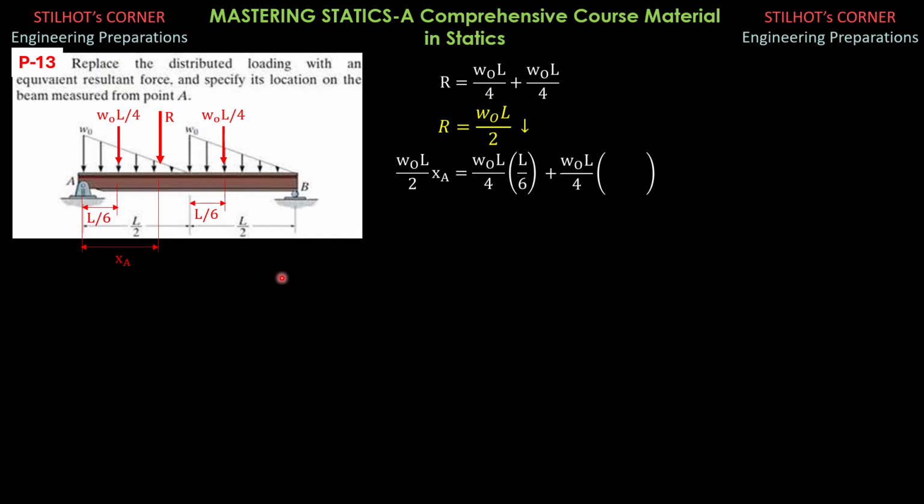And that moment arm, you just simplify that. So we can cancel WOL and express XA in terms of L. So WOL over 2 XA equals, let's combine that, 5 over 24 WOL squared. Cancel WOL and cross multiply. XA is 5 times 2 over 24. So that's 5 over 12 L. That's XA.